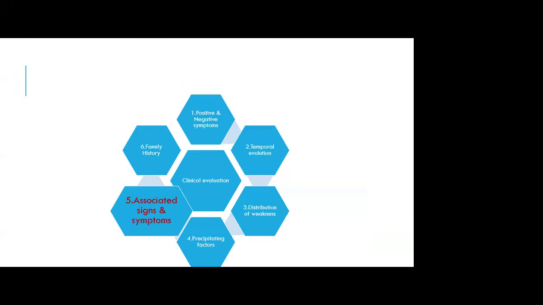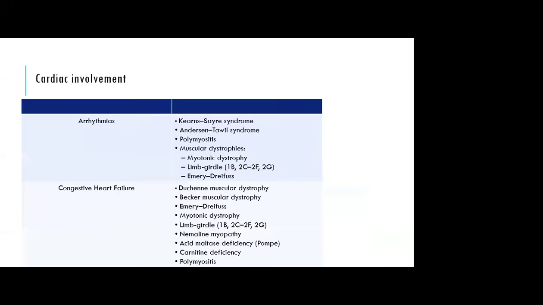Coming to the associated signs and symptoms, the major things we should be considering are cardiac and respiratory involvement. The cardiac involvement, the arrhythmias, are usually common with the metabolic myopathies, Kearns-Sayre syndrome, Andersen-Tawil, polymyositis, muscular dystrophies like myotonic dystrophy, limb girdle, and Emery-Dreifuss.